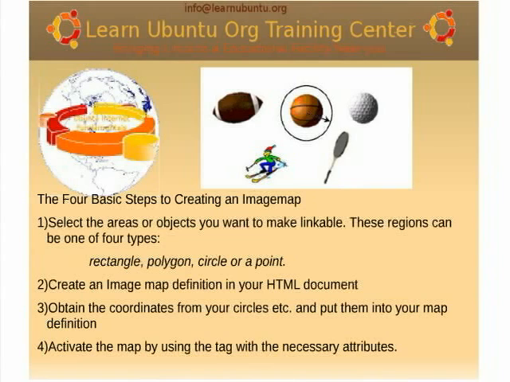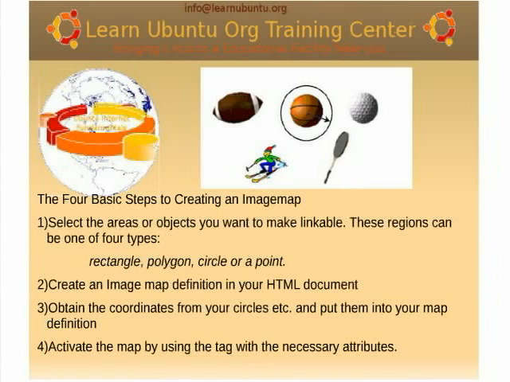Very important, step 3, and it doesn't necessarily have to be step 3. Sometimes you do step 3 first. You obtain the coordinates for your circles or your polygon or your rectangle by looking at the image map, and we're going to use the GIMP browser because that will show us XY coordinates of positions within that image. And then we're going to activate the map by using the tag with the necessary attributes.